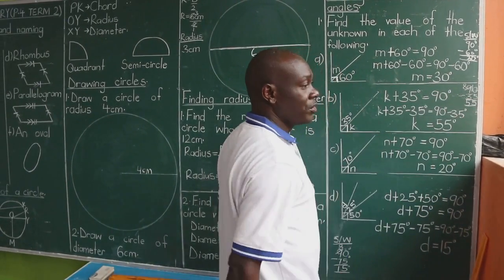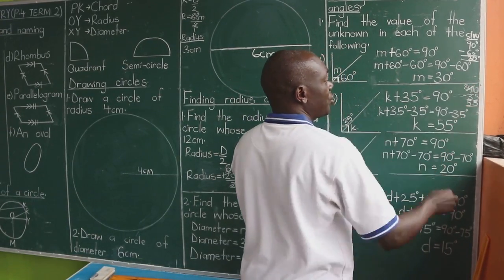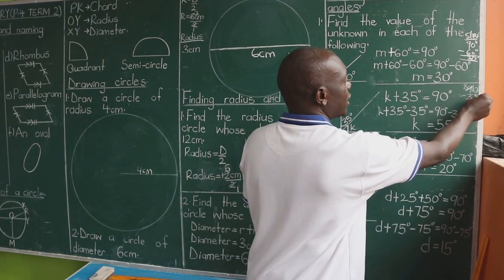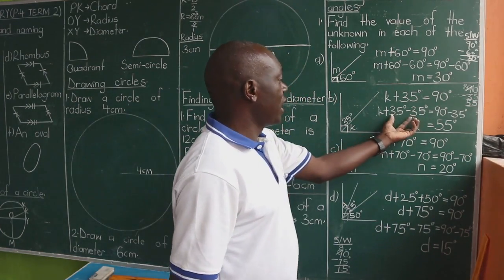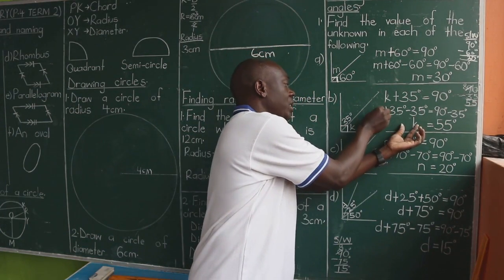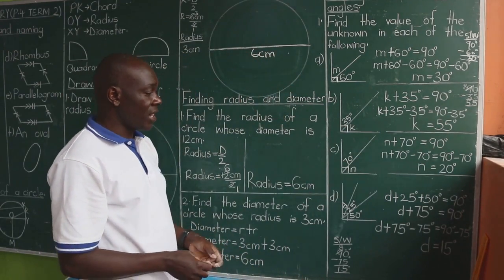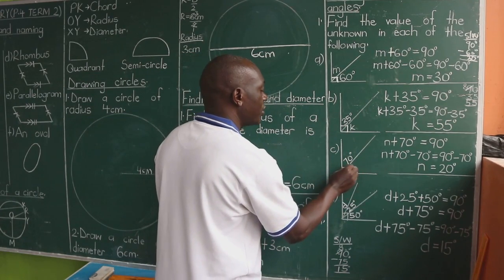0 minus 5 is only possible after borrowing. We borrow a 1 from 9, remain with 8, and the 1 is equal to 10. 10 plus 0 we get a 10, 10 minus 5 we get a 5, and 8 minus 3 we get a 5. So this side we have a k, so k equals what I've got here, 55 degrees, and that's the answer. Then part C, you'll have the same diagram, the right angle.